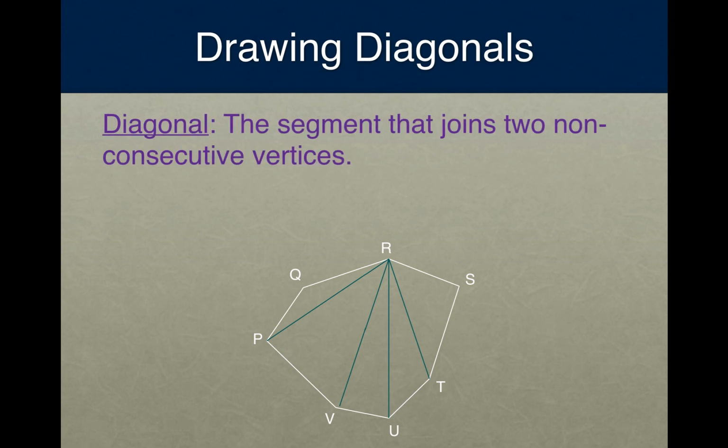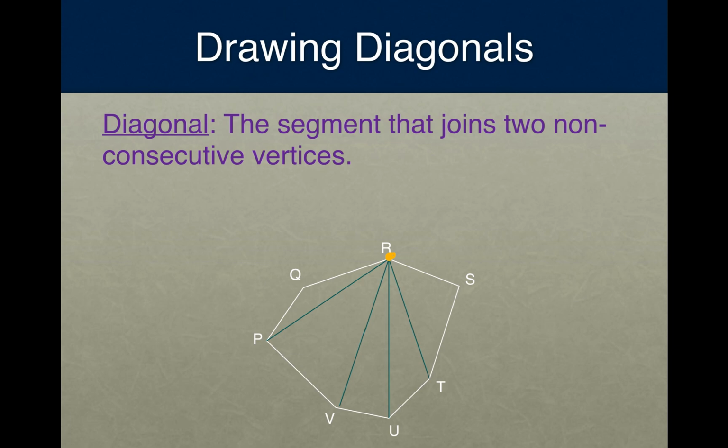Next, we're going to talk about diagonals. Diagonals are the segments that join 2 non-consecutive vertices. If we look right here at vertex R, there are 4 different diagonals coming out of vertex R. For example, RP, RV, RU, and RT, those are our diagonals. Now if you notice RQ, we can't draw a diagonal from R to Q because those are consecutive vertices, same with RS. But R and P aren't consecutive, so we can draw a diagonal.